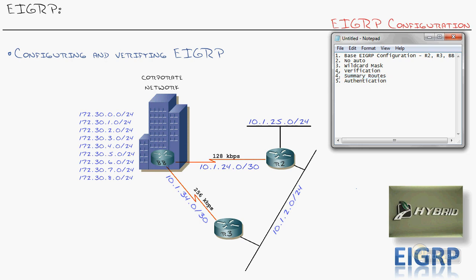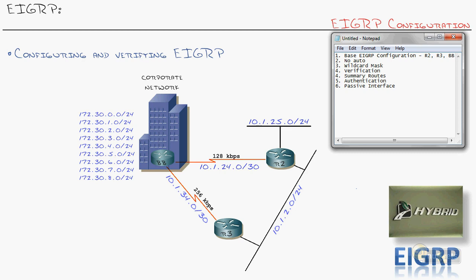I know you're like, there's 2 number 4. Yeah, it's just because I think about things and squeeze them in later. So there's 2 big summary routes topics where we dove into all the specifics of how those work. We did authentication and even added number 6, which is the passive-interface command.